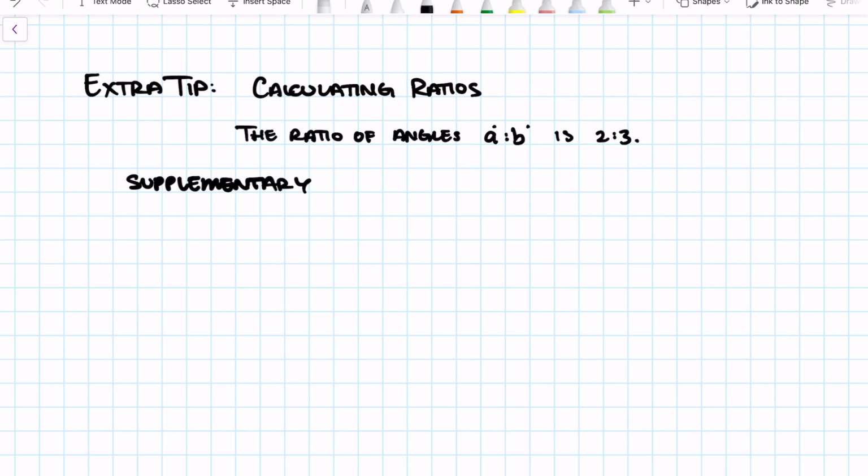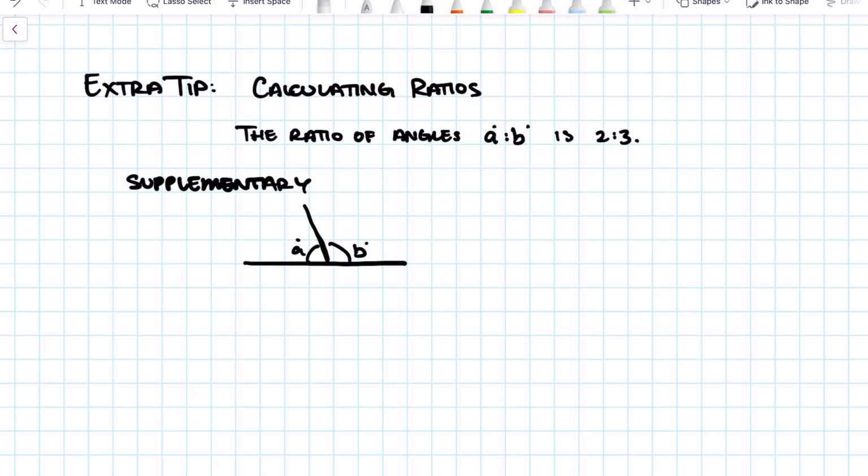So let's say the ratio of angles A and B are 2:3. And if you do get an image, you should get an image that looks something like this. I think that would be about correct. And so angle A would be there and angle B would be there. Now, it would say the ratio is 2:3. So the question is, how in the world do we solve this?